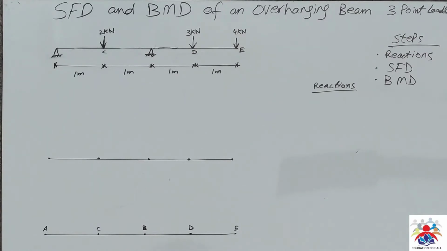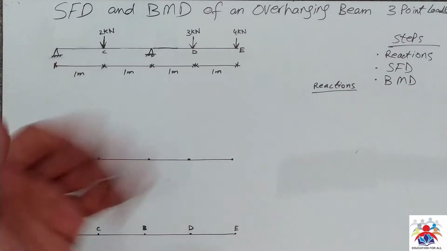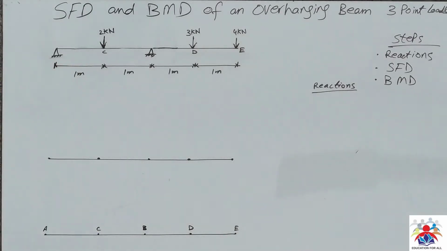In this video, I am going to explain how to draw the shear force and bending moment diagram of an overhanging beam with 3-point loads acting downwards. As you can see in the diagram, we have 2 kN, 3 kN and 4 kN. Let's follow the steps as we follow normally: reactions, shear force diagram and bending moment diagram.